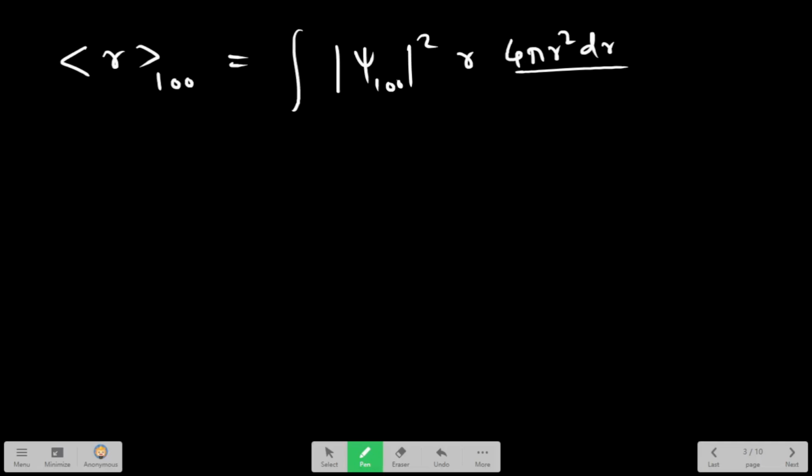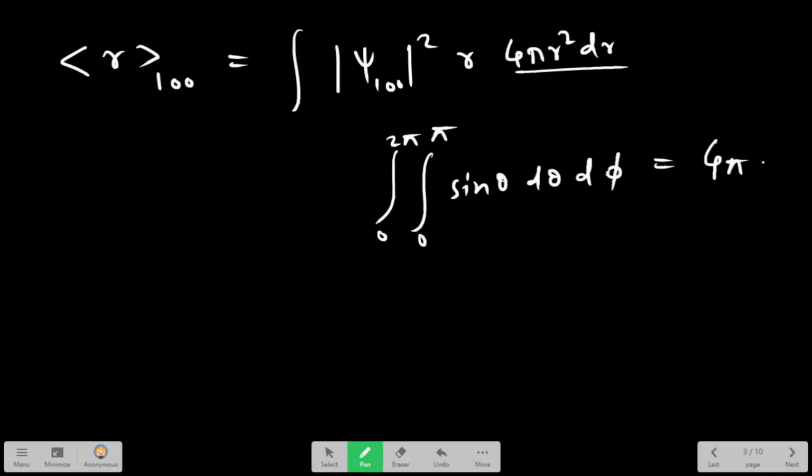When you integrate sin theta d theta d phi, the theta limit is from 0 to pi and the phi limit is from 0 to 2 pi. So when you integrate this, you will get 4 pi, and R ranges from 0 to infinity. So this 4 pi is written here.